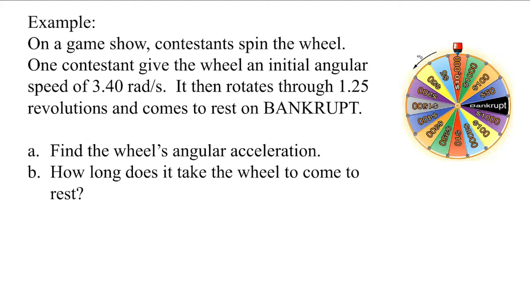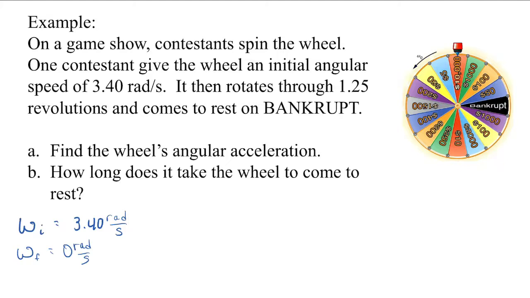First thing I want to talk about though, so what do we have? We have the initial angular speed, which is really good. So we have omega i is 3.40 radians per second. And we want to know how long it takes to come to rest, so we know its final angular velocity is probably going to be 0 radians per second. But it looks like we don't have anything else except for this 1.25 revolutions.